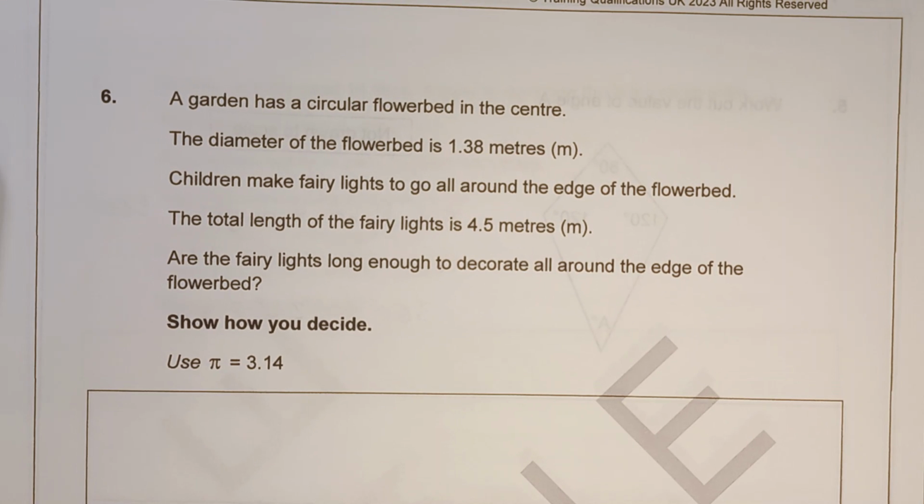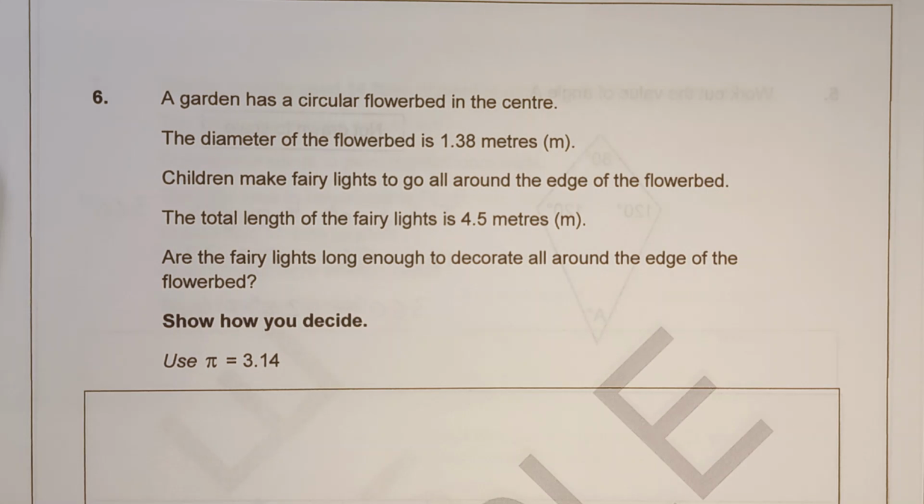Question 6. A garden has a circular flower bed in the centre. The diameter of the flower bed is 1.38 metres. So let's just draw that.